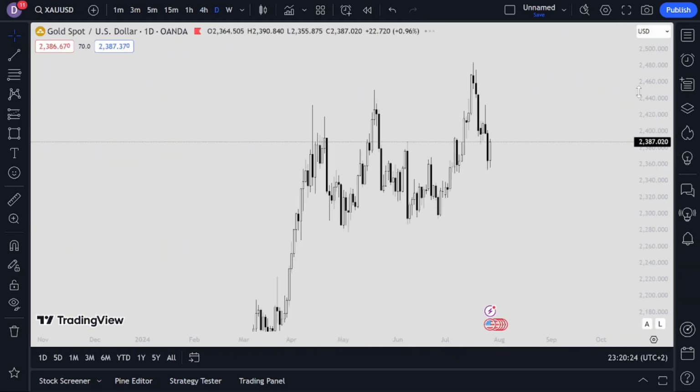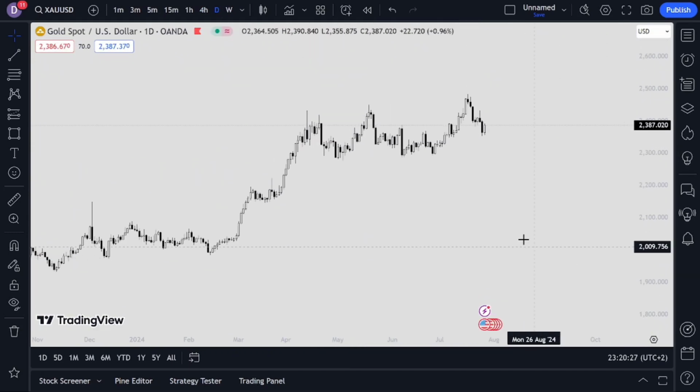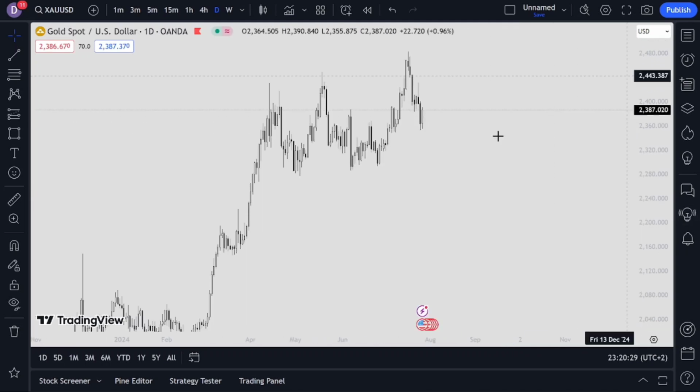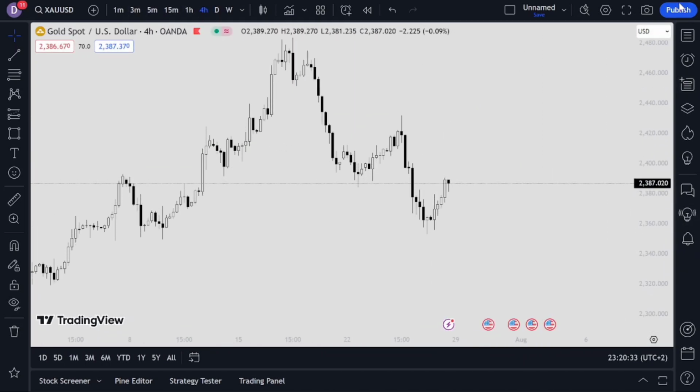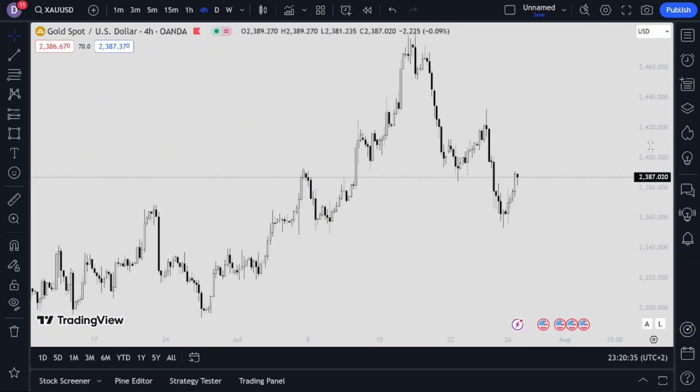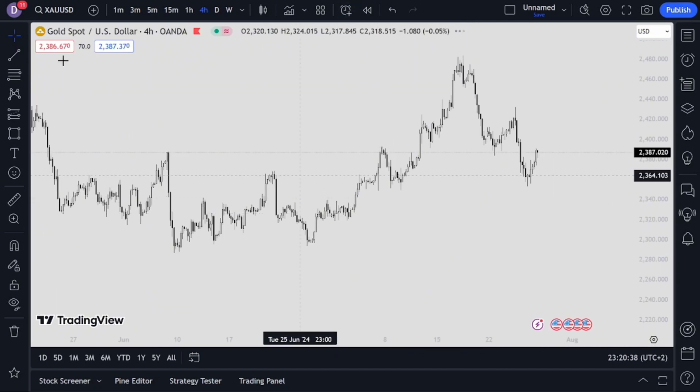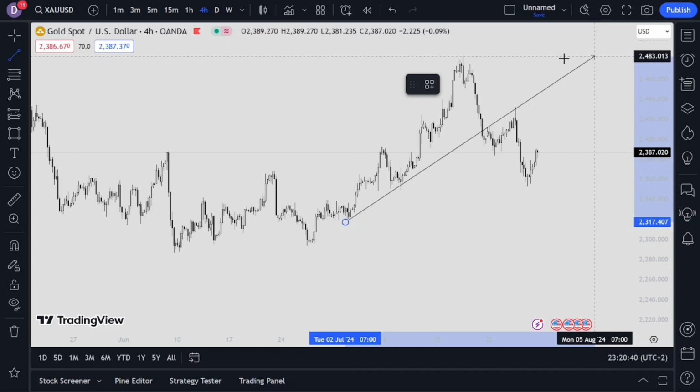So let's start on the daily. The daily, if you go on the long term, is really in an uptrend. There's nothing really much to analyze actually. So let's go on the 4 hour. You can see we're starting somewhat of a downtrend, which we were previously in an uptrend. So, you know, let's just draw something like this real quick.